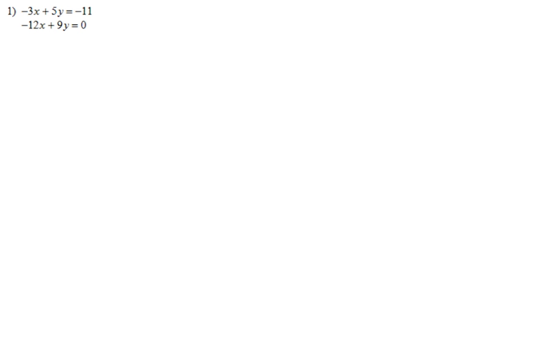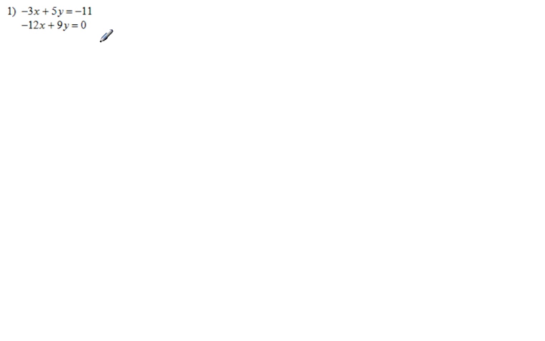Let's solve a system of equations where you might have to multiply by a negative number to create your opposites. What are we looking at? We see negative 3x plus 5y is equal to negative 11 and negative 12x plus 9y is equal to 0. How do we start these problems?